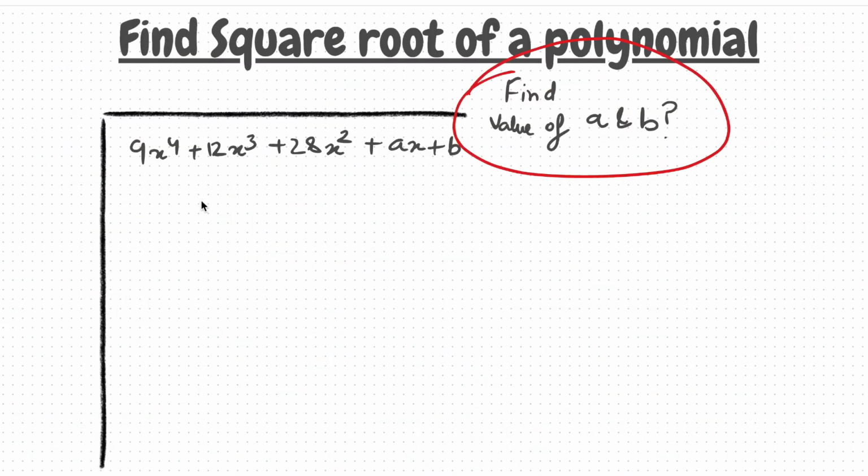So in this problem we are given a polynomial that contains unknown variables a and b, and we need to find the value of a and b so that this polynomial becomes a perfect square. So following the same approach with which we discussed the previous two problems, let's try to solve this one as well. So square root of 9x to the power 4 is 3x square.